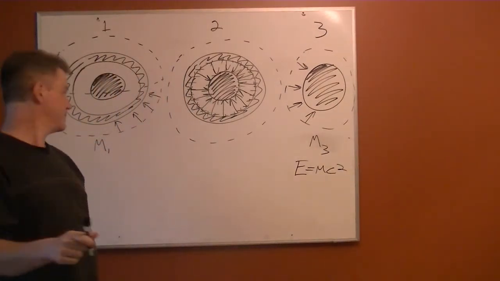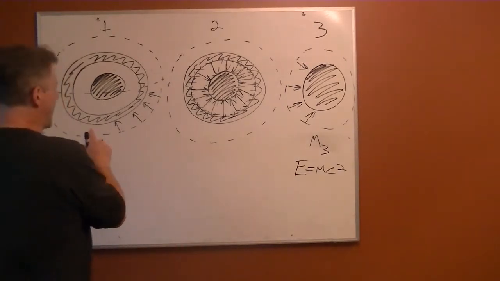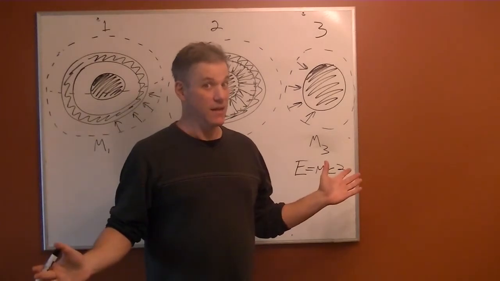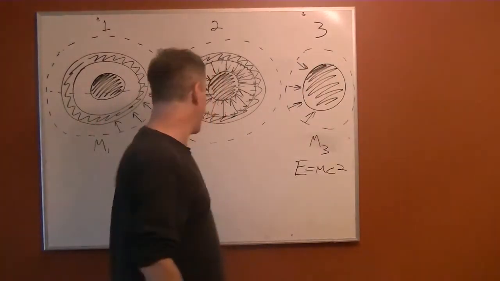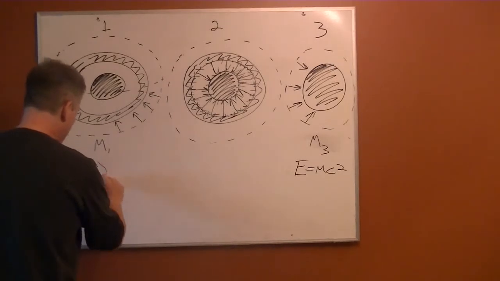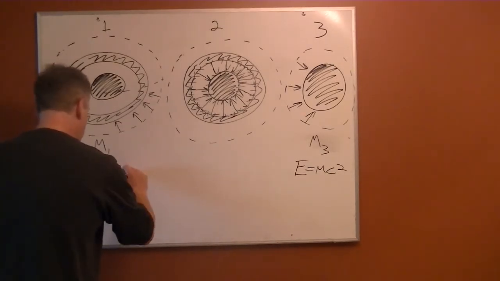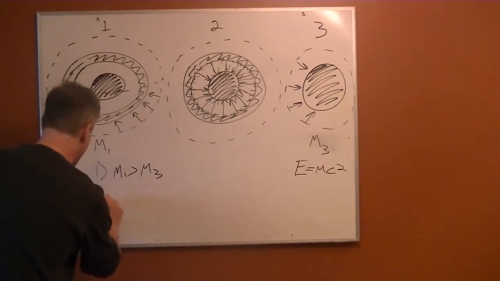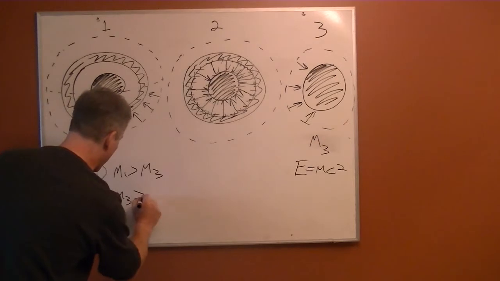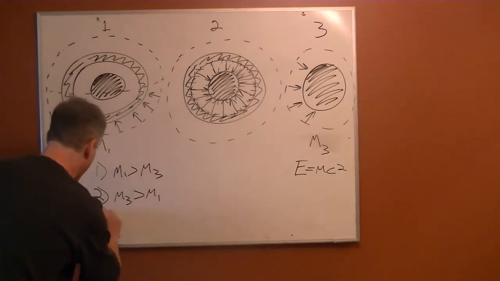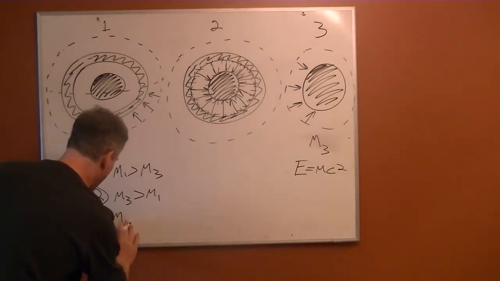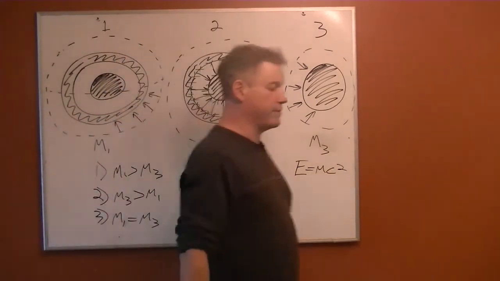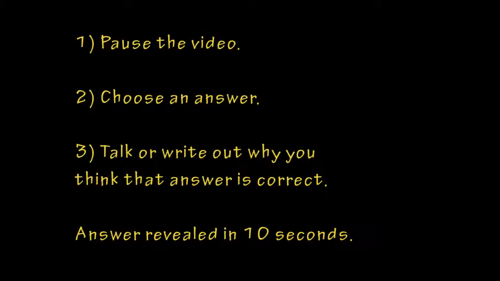Here's the question. How do M1 and M3 compare? But notice, I'm not going inside. I'm just using Gauss's law from the outside. And here are your options. 1, M1 is greater than M3. 2, M3 is greater than M1, or 3, M1 is equal to M3. And that's our first question.